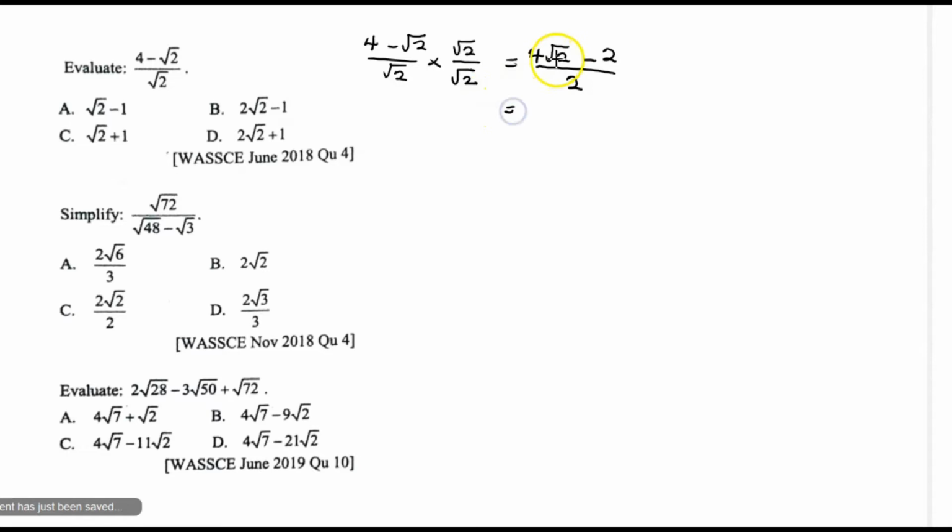Now, if you look at it carefully, you realize that we can split the expression into two fractions. So we have 4 root 2 on 2 minus 2 on 2. When we simplify, 2 goes into 4. That is 2 root of 2 minus 1. Hence, the solution for the first example is possible answer B.